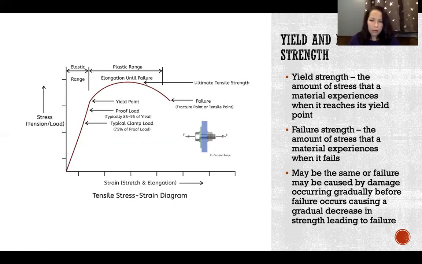So the yield strength and the failure strength might be the same. So like with concrete, we're going to enter the plastic region and have a failure of the material at the same time when there's enough stress that it causes the concrete to fracture. So in that case, they'd be at the same time. But in lots of cases, we might reach the yield point where now permanent deformation is starting to happen in the plastic region, and that can happen over time before there's a failure of the tissue.